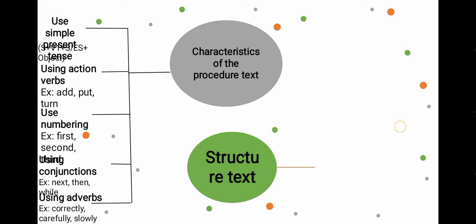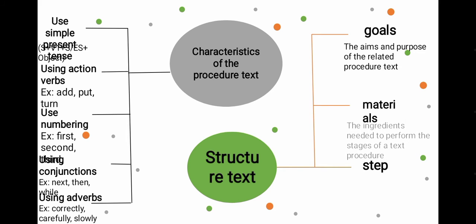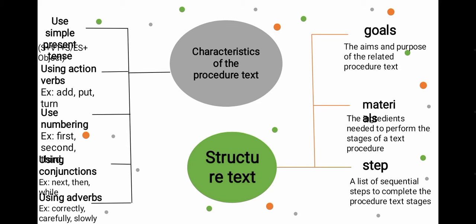There are 3 points. The first one is goal, and then the second is material, and the last is steps. So what is the goal? Goal is the aim and purpose of the related procedure text. And then material. Material is the ingredients needed to perform the stages of a procedure text. And steps are a list of sequential steps to complete the procedure text stages.